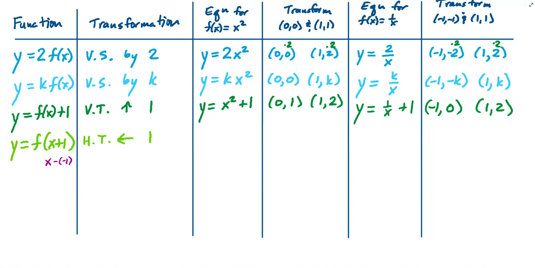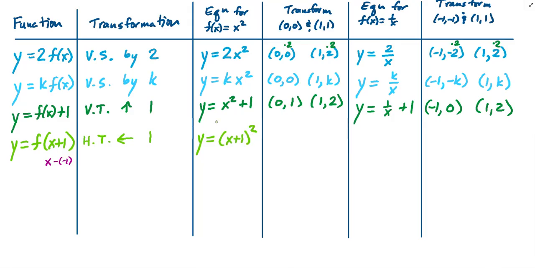What would this look like in terms of f of x equaling x squared? Well, f of x plus 1 means everywhere we see an x, we replace that with x plus 1. So I have y equals f of x plus 1, where my f of x is x squared. That's x plus 1 squared.